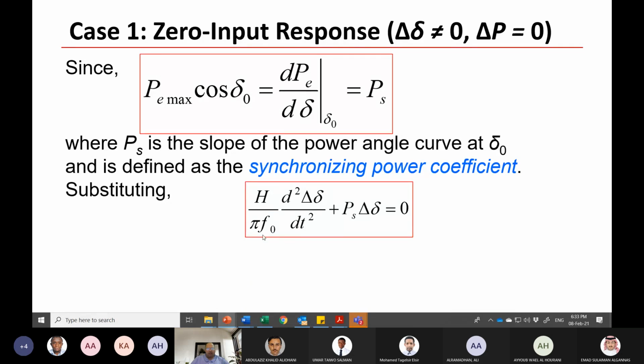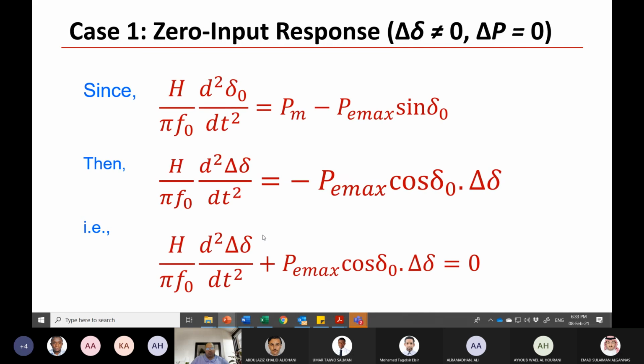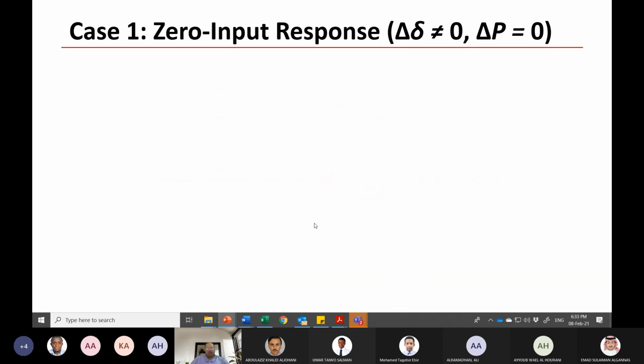Let us define it here. This coefficient is called the synchronizing torque coefficient. This is called BS. It's B maximum cosine delta 0, and it depends on the initial operating condition, delta 0. This is also called the synchronizing power coefficient. So we can replace this part with BS. We will see the significance of BS now.